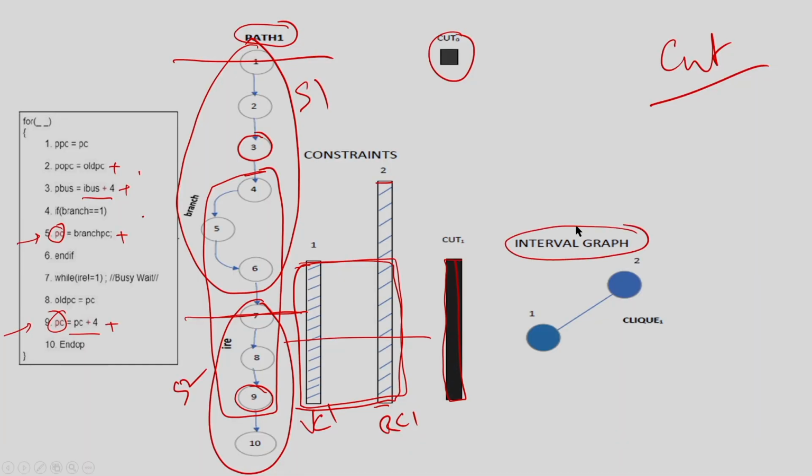That is something to be understood, right. How to automate this process is very interesting. What I am going to do is construct an interval graph. Okay. Let us try to understand what an interval graph is.